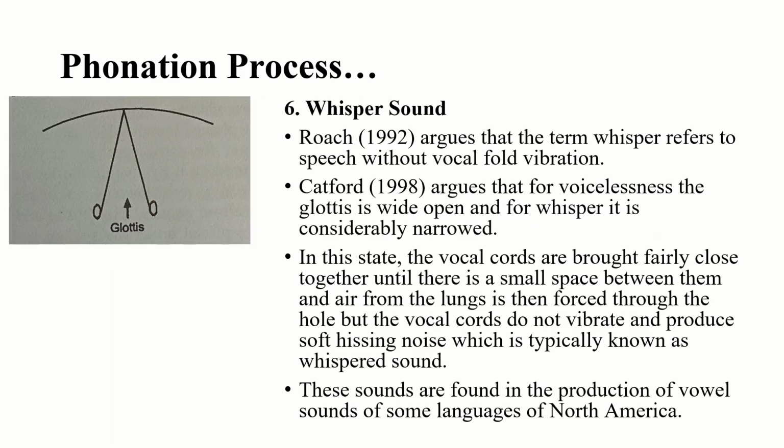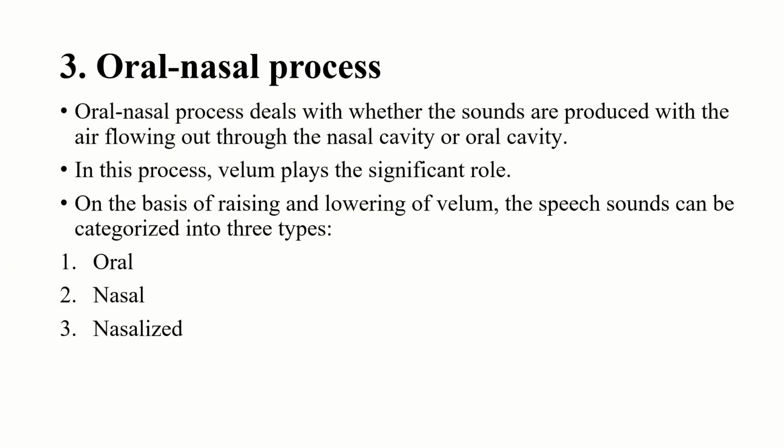Now next one is the third one. The third process of speech production is the oronasal process. The oronasal process deals with whether sounds are produced with the air flowing out through the nasal cavity or through the oral cavity. That's why in the oronasal process, the velum plays the significant role.